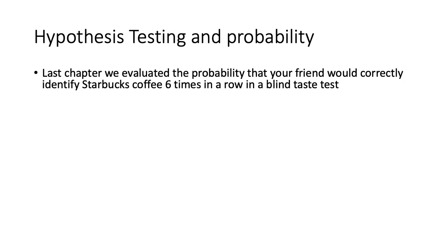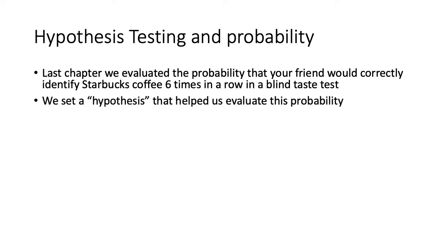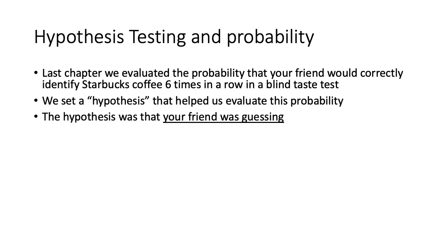If you recall, in the last chapter, we had an example in which we evaluated the probability that a friend of ours would correctly identify Starbucks coffee 6 times in a row in a blind taste test. We set a hypothesis in that example which enabled us to evaluate this probability. And that hypothesis was that our friend was guessing.